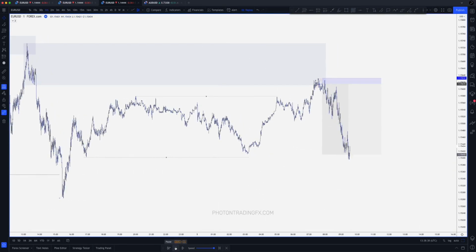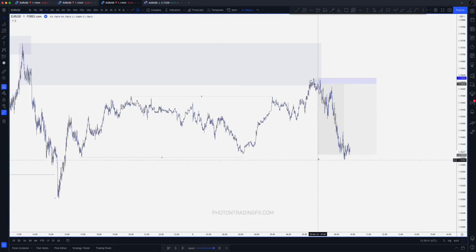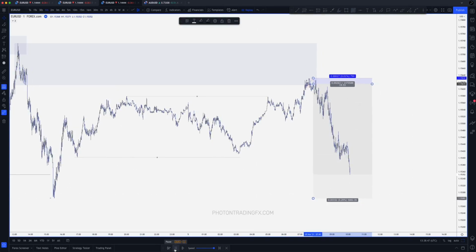Now, the reason why I did that, like I just said, is because price was coming into NFP, and I know there's a lot of large intraday volatility, so I just play price forward, and you can see what happens as the news came in.